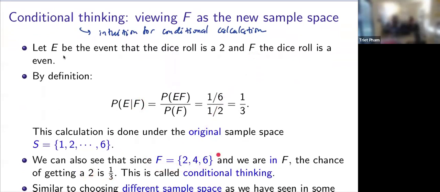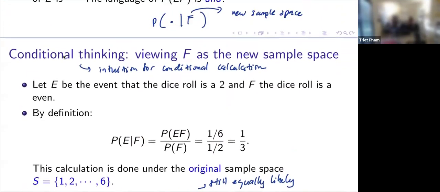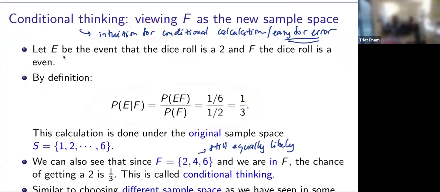Of course, you have to recognize that once you condition this, events are still equally likely. And that's sort of the tricky thing about conditional thinking. Conditional thinking is sort of advanced, but easy for error, okay? So it should be used as an intuition tool, but calculation as done in this course will be required.